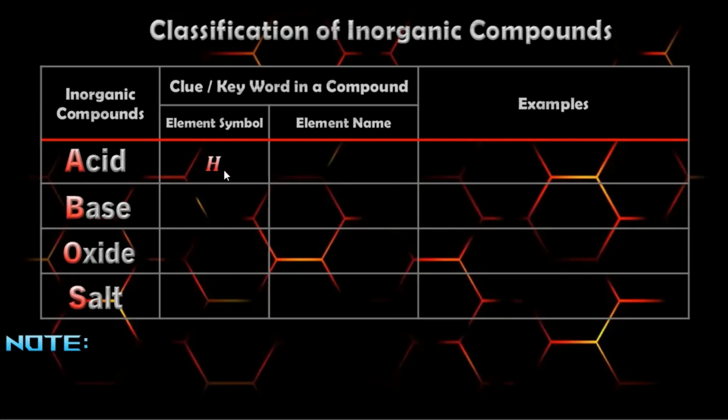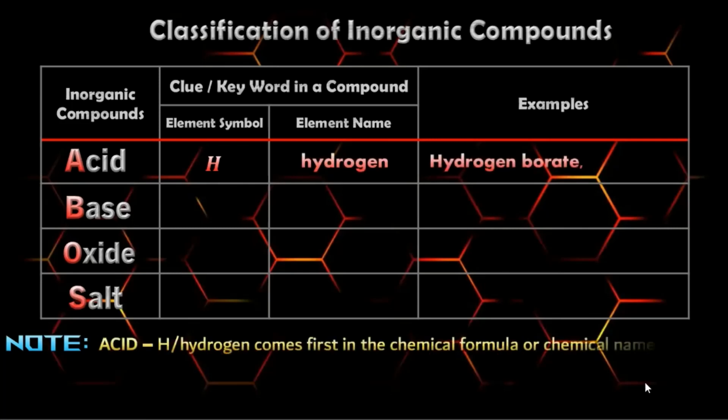In an acid compound, there is a presence of hydrogen, or H, the symbol of hydrogen. And take note, hydrogen always comes first in the chemical formula or in the chemical name. We have here examples: hydrogen borate and hydrogen iodate. Again, when we say acid compound, hydrogen is present, and it always comes first in our chemical name or chemical formula.